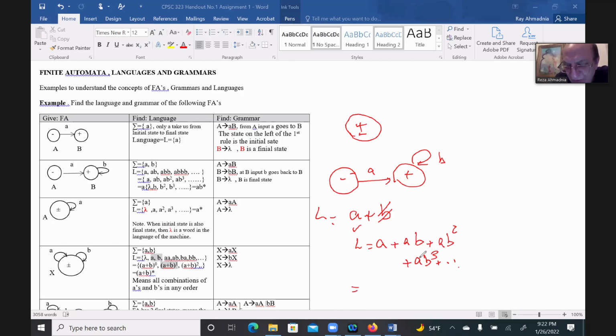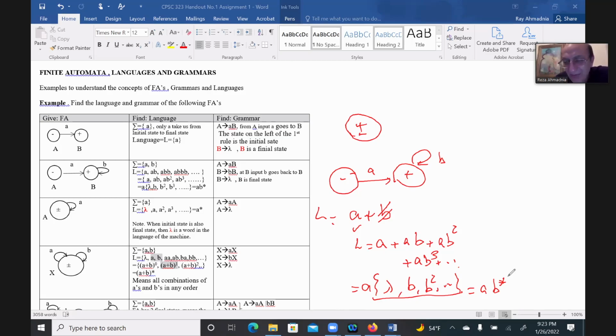So now I can see the pattern. All these words have A in common on the left-hand side. If I factor it out, what do I get? Lambda. What do I get from this one here? B. What do I get from this one here? B squared, and all powers of B. So it is A, B star. B star is the name of this language here. Got it?